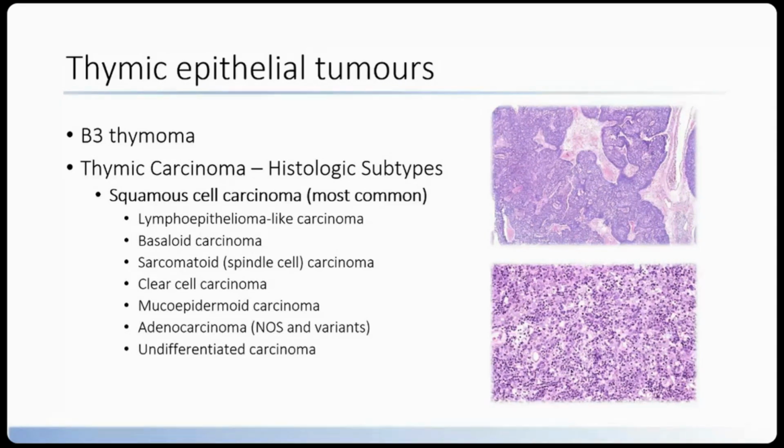Sometimes some people talk about the utility of CD5 and CD117 or DOG1, in terms of c-KIT, in helping identify whether an epithelial lesion of the thymus is a B3 thymoma or thymic carcinoma. In my experience, it's never quite as helpful as you would hope it is, or textbooks seem to suggest that it is, but it's certainly something that may be worth considering if you have that available.